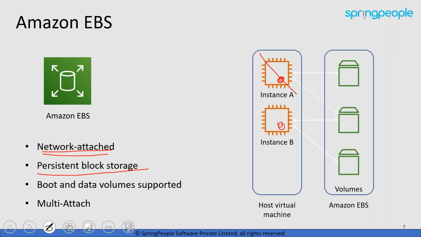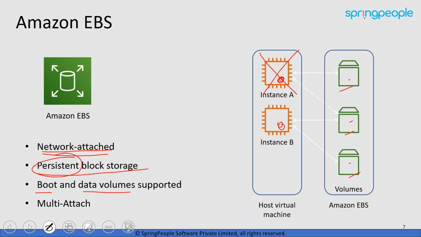Even if this EC2 instance is terminated or deleted altogether, nothing will happen to my data which has been kept in this Elastic Block Storage volume. That's why these are known as persistent block storage. Unless and until you decide that you want to delete that volume, nothing will happen to your storage.